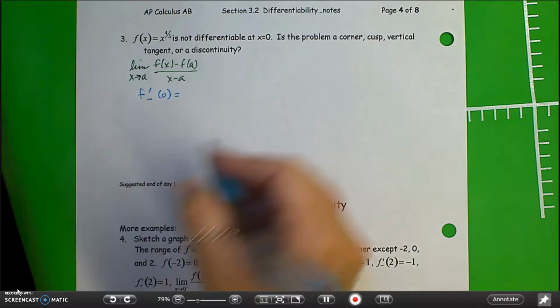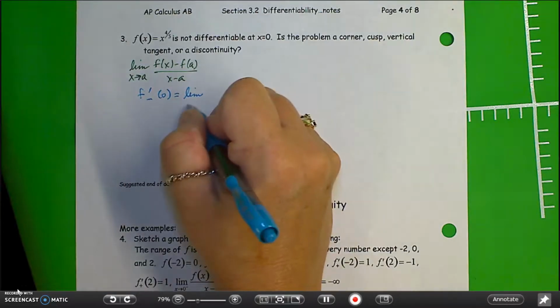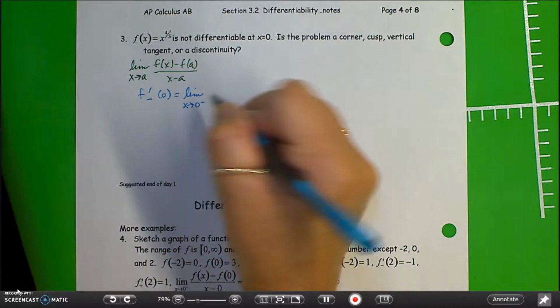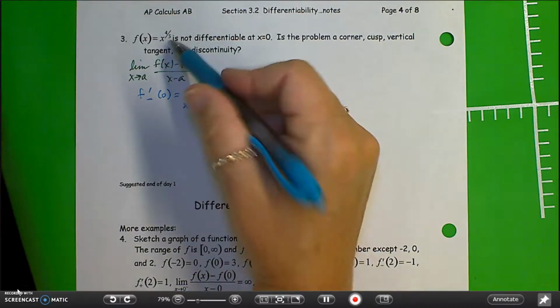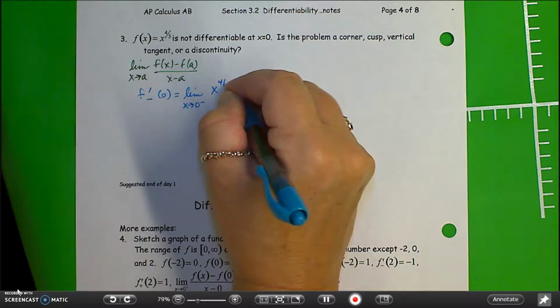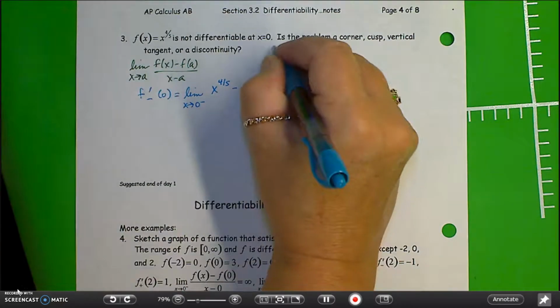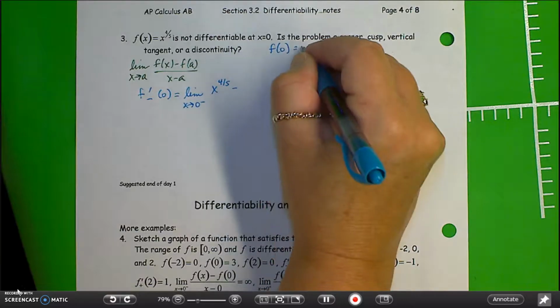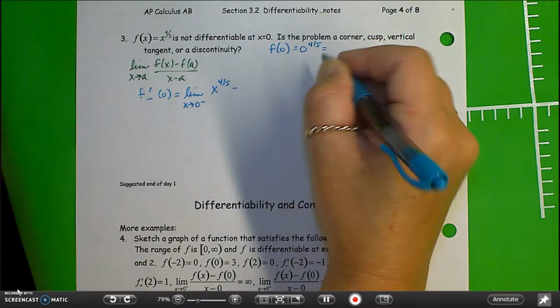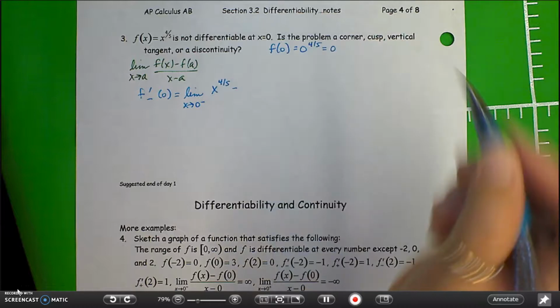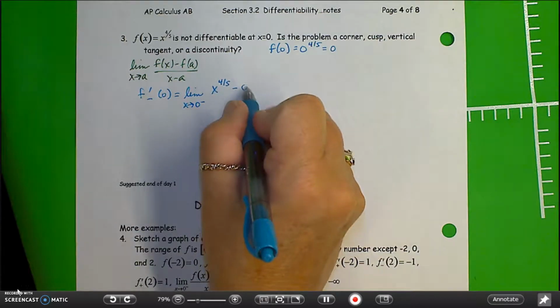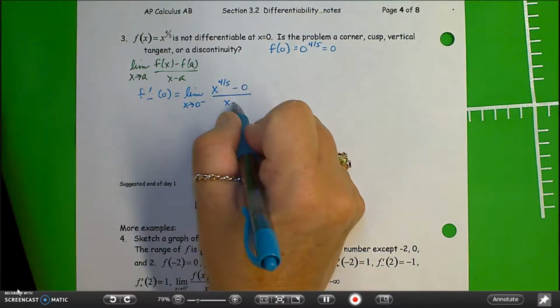That's our notation. So we're going to look at the limit as x approaches 0 from the left of f(x), which here is just x^(4/5), minus f(0). Just plugging in 0 there. Let's put that work up here. f(0) is 0^(4/5). 0 to any power is just going to be 0. So I have (x^(4/5) - 0)/(x - 0).